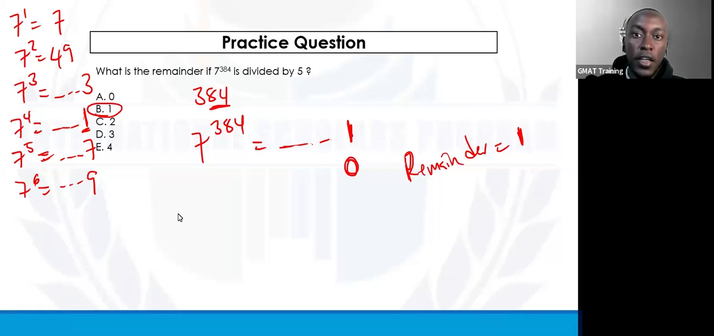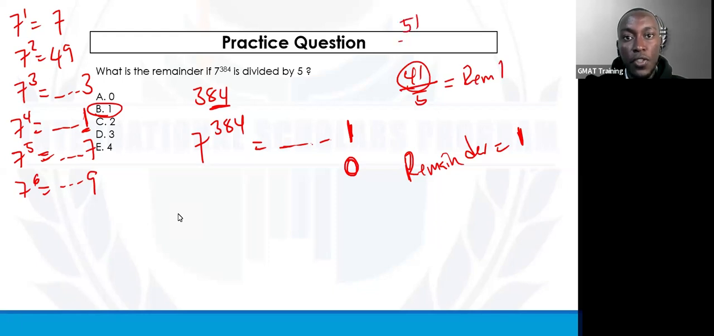Okay, let's give an example. If you have a value like 41, what's the remainder when divided by 5? The remainder is 1 because of that 40. You can do the same for 51 divided by 5. The remainder is 1. 61 divided by 5, the remainder is still 1. So whatever value you have ending in 1, divided by 5, the remainder will be 1.